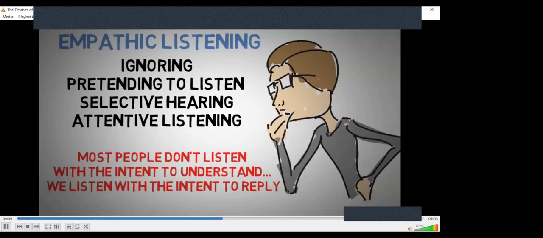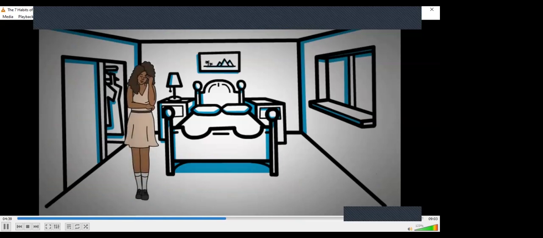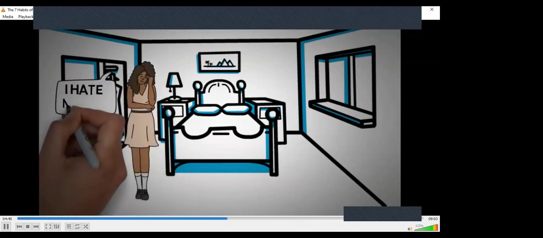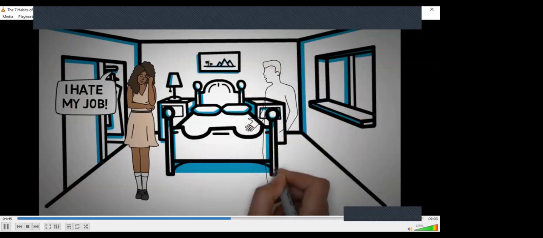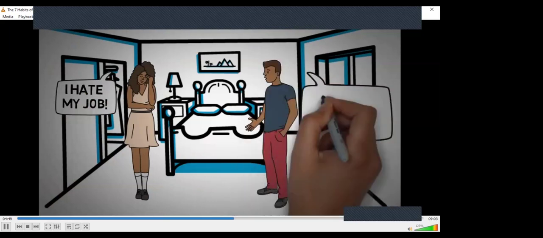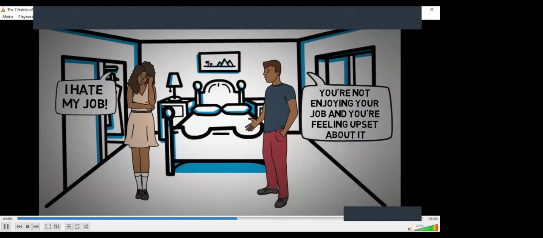So before you judge, before you take action, before you contribute, just listen. So if your wife says, I hate my job, instead of providing advice or repeating what she said, which is a typical response, you rephrase the content and reflect the feeling and say something like, you're not enjoying your job and you're feeling upset about it. This gets you both on the same side of the table. You're listening with the intent to understand intellectually and emotionally, and then you can move forward to repair the situation.